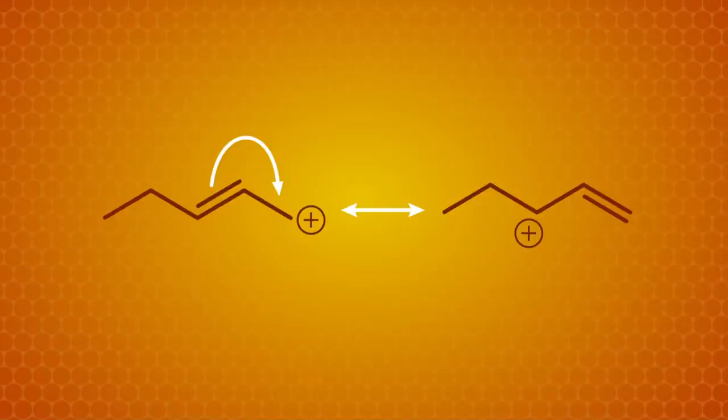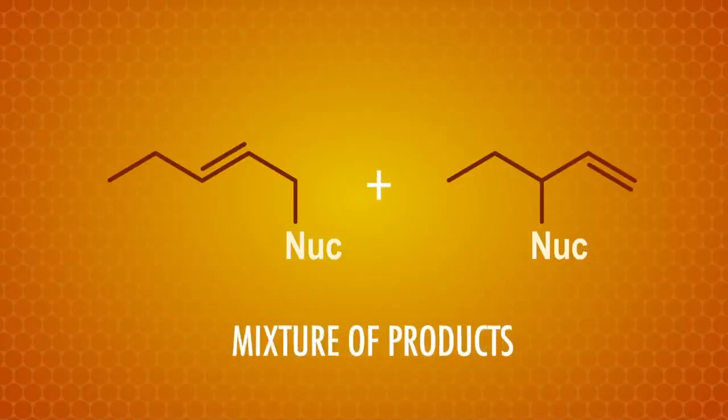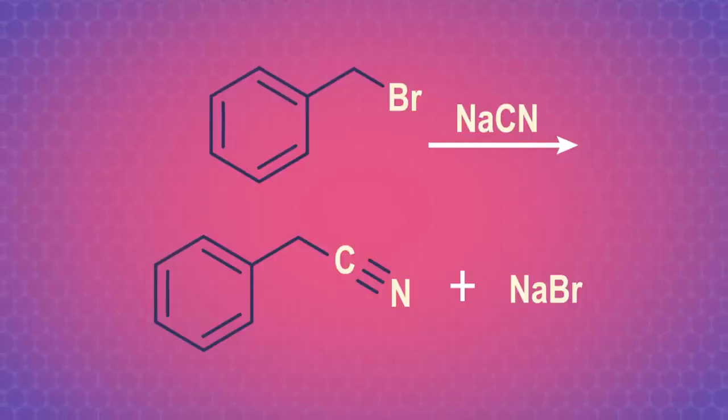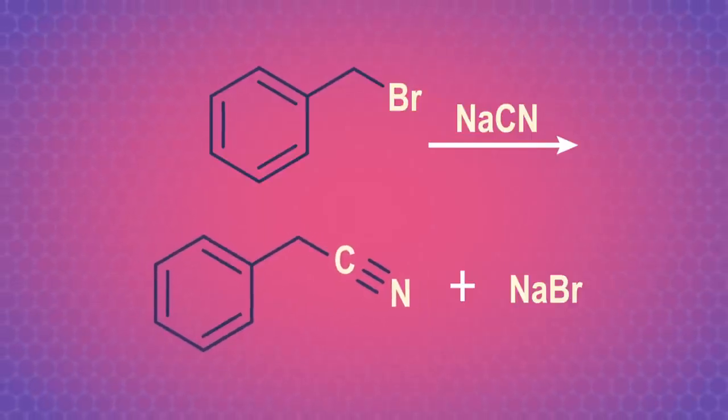This resonance stabilization of an intermediate cation is what makes allylic and benzylic substrates special. It also makes things even more complicated for allylic substrates. If a reaction proceeds by an SN1 mechanism, the two resonance forms of the carbocation intermediate can lead to a mixture of constitutional isomers as products. On the other hand, benzylic substrates only give one substitution product because they don't react on the benzene ring.